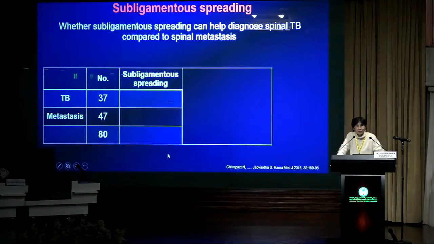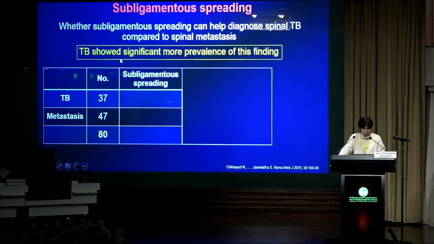We conducted a research project to study whether subligamentous spreading can help diagnose spinal TB compared to spinal metastasis, and we found that TB shows significantly more prevalence of this finding. 78% of TB and 40% of metastasis show subligamentous spreading, with statistical significance.